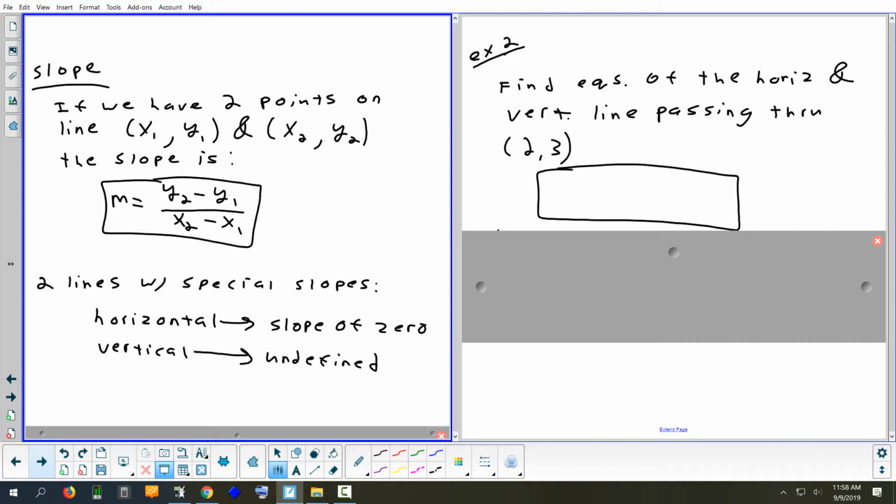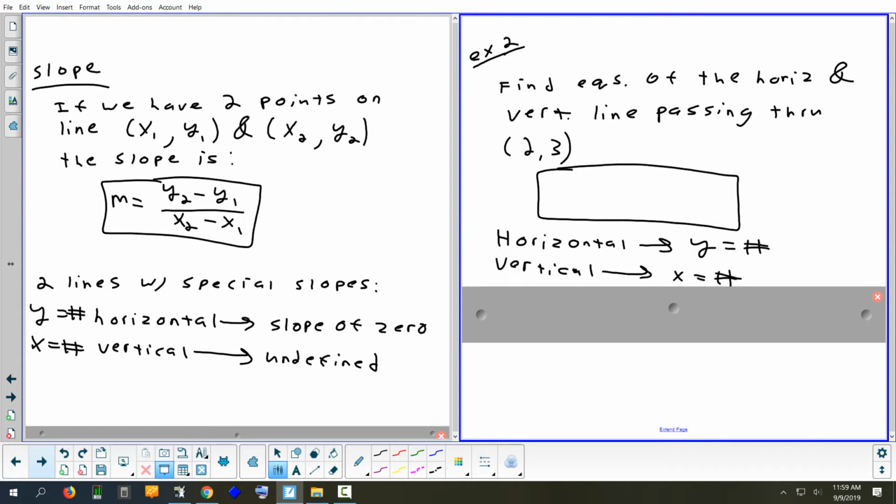When you have a horizontal line, just to show you how it looks, it's always y equals a number. Y equals 2. Y equals 3. Vertical is x equals a number. So what would be the equation of the horizontal line that goes through the point 2, 3? That's the same hint I just gave you. What is it? Yeah, y equals 3 will go through every single point that has a y value of 3, including the point 2, 3.